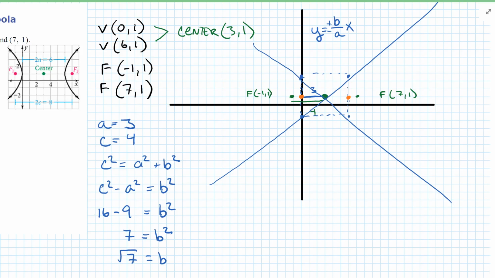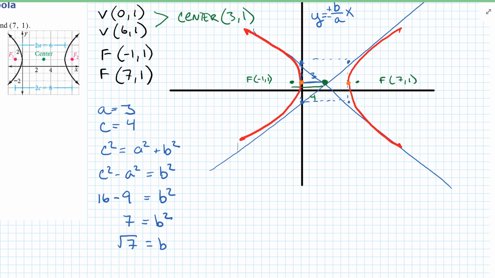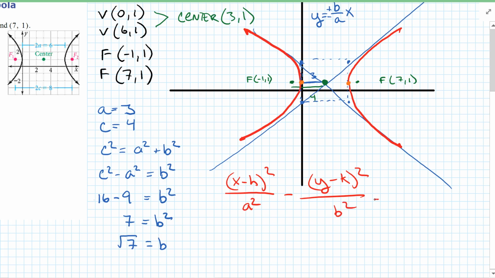Alright, now let's go ahead and just graph the hyperbola. So it traverses the x-axis. So the x is going to be positive. So the base equation is going to look like this. X minus h squared over a squared minus y minus k squared over b squared equals 1. So I have an a value, I have a b value, and I have h and a k. Remember the center was 3, 1, so that's h comma k.